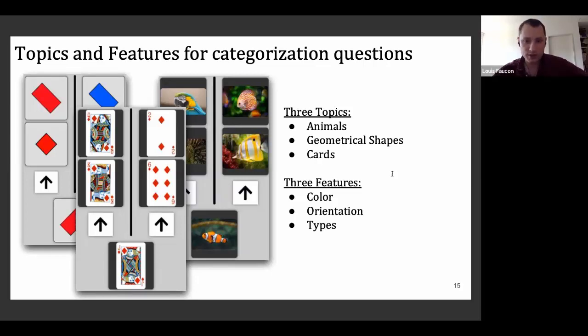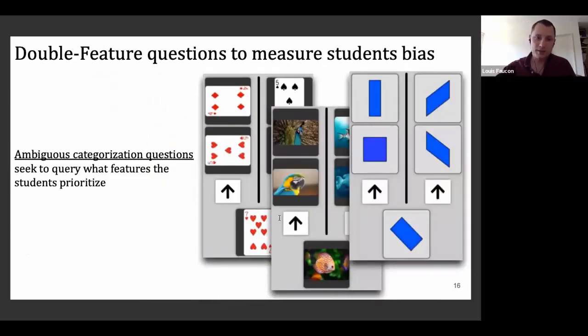Other features we implemented were the orientation. The geometrical shape could be slanted or straight. The cards could be vertical or horizontal. And the animals could look towards the left or towards the right. By building generalized features like this, we wanted to be able to measure whether students that prefer specific features on a specific topic also prefer these specific features on another topic.